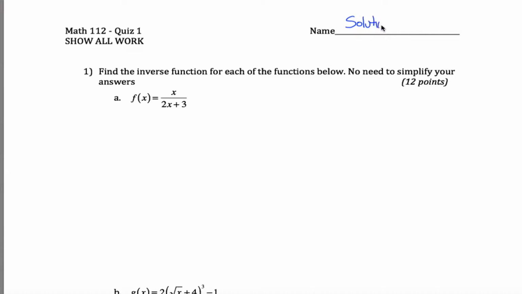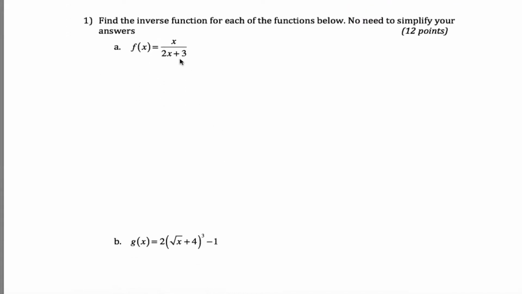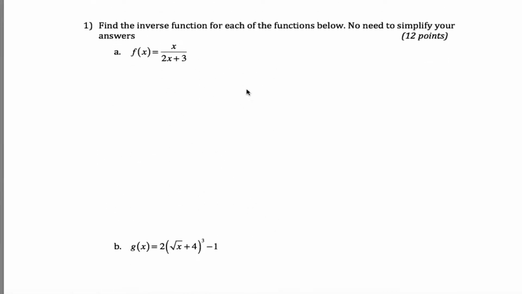All right, here are solutions for our first quiz for Math 112. First problem, you're given three different functions, one-to-one functions it turns out, and told to find the inverse function in each case. I guess you're given two different functions. I think I had a different version where you're given three.